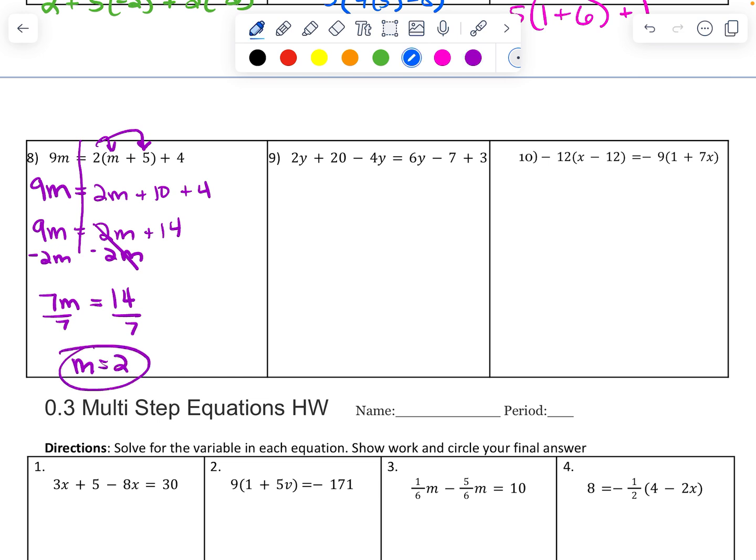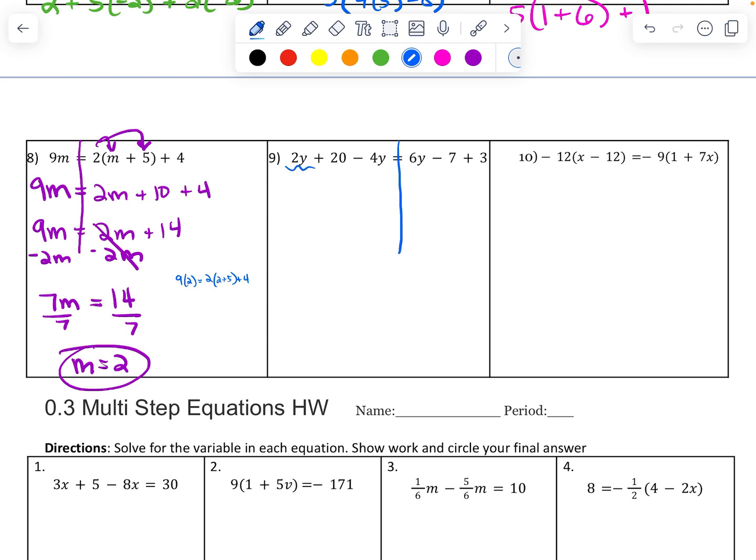Yet again, you can plug this in. 9 times 2 should equal 2 times 2 plus 5 plus 4. If that is not true, we have done something wrong. All right, this one looks long. We'll be fine. Here we go.